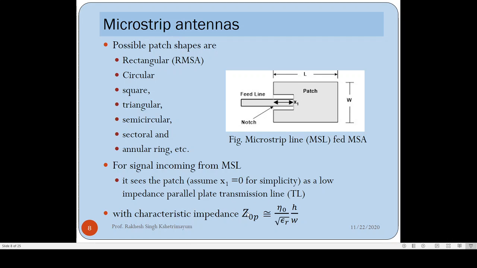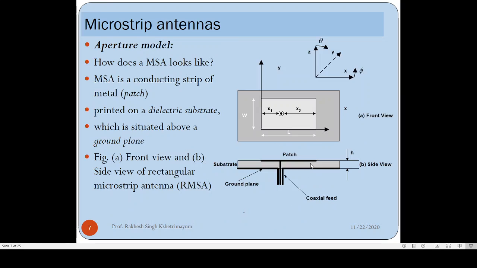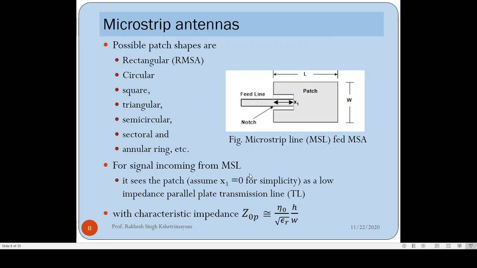For a parallel plate transmission line, the characteristic impedance is Z0P. P for parallel plate is approximately eta naught, the free space wave impedance or intrinsic impedance, divided by square root of epsilon r, times the height, and W is the width. This width is W. What is the height? Height is this, the height of the substrate. So once we have the height of the substrate and the width of the patch, we can find the characteristic impedance of the equivalent low impedance parallel plate transmission line as eta naught by square root of epsilon r times H by W.